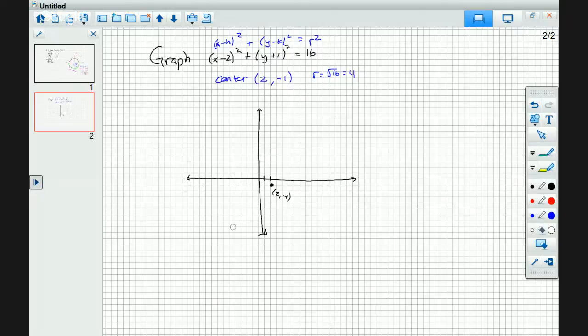Okay. And the radius is 4. So 1, 2, 3, 4. 1, 2, 3, 4. That's 4 right there. And then you can draw your circle. Center 2, -1, and radius 4.